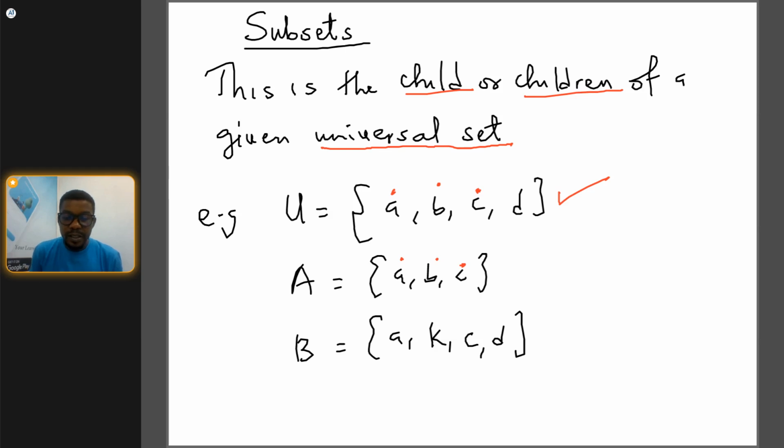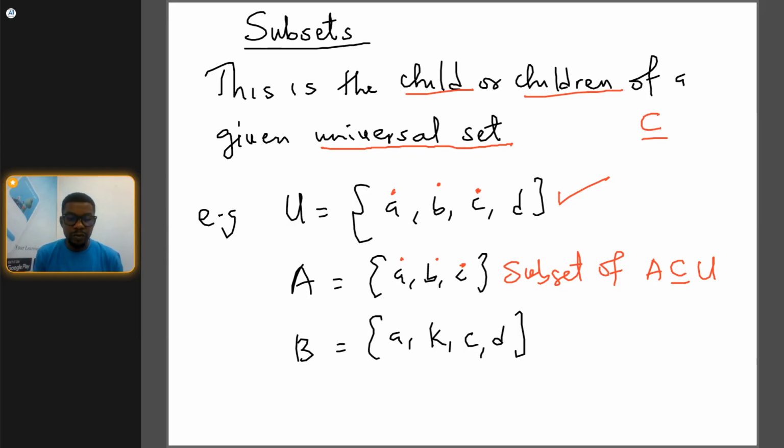So this is a subset. This is a subset of the universal set. So how do we represent subset? We have a symbol like this, subset. So I'm going to say A is a subset of the universal set because A is a child to the mother set, which is the universal set.